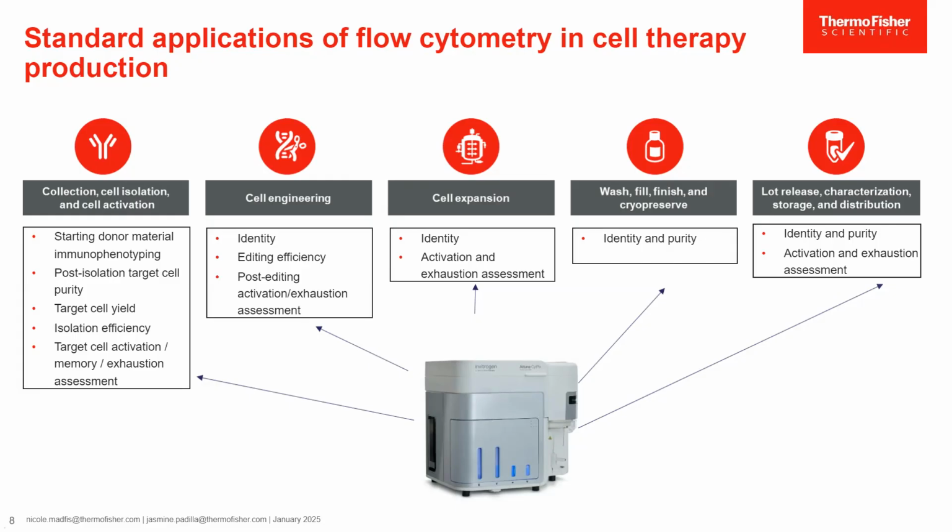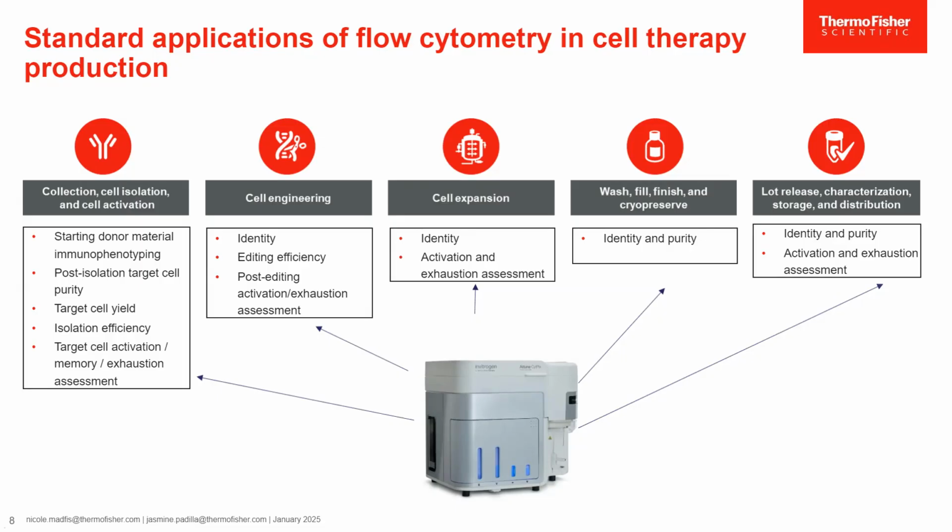It also enables the monitoring and quantification of cell activation and exhaustion marker expression post-editing. Throughout cell expansion, flow cytometry is instrumental in tracking the dynamics of various T cell subgroups, as well as observing shifts in activation and exhaustion markers. Finally, at the end of expansion, it is used once again to assess the purity and perform quality control characterization of the final cell product, ensuring the highest quality for downstream applications.